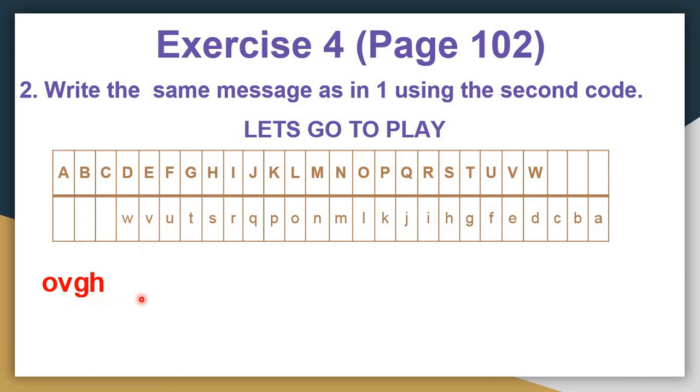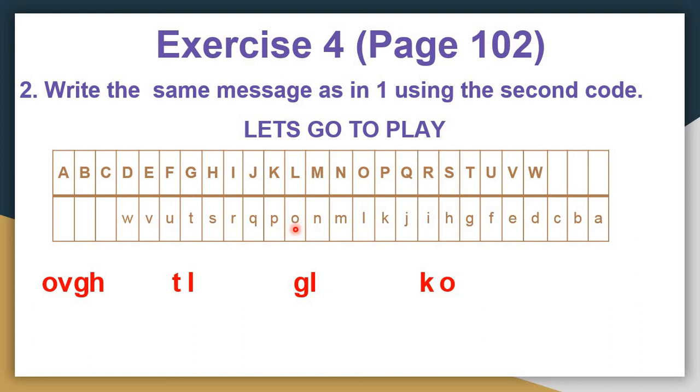Now let's code go. For capital G, we will write small t, and for capital O, we will write small l. Now, let's code to. For capital T, we will write small g, and for O, we will write small l. And now, we will code the word play. For capital P, we will write small k. For capital L, we will write small o.